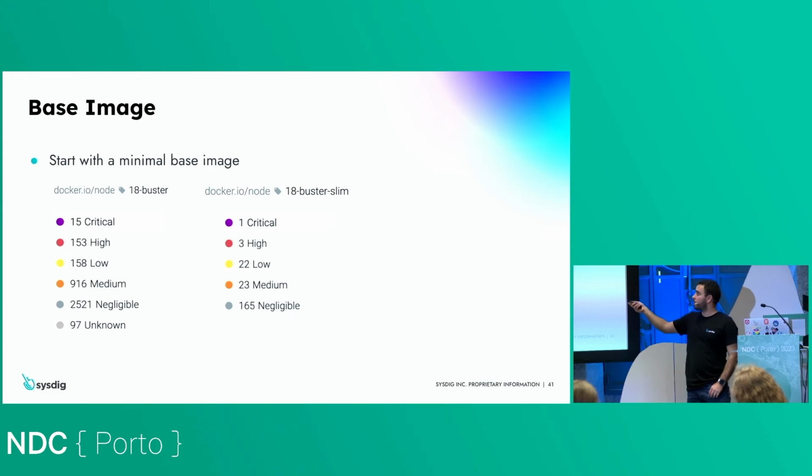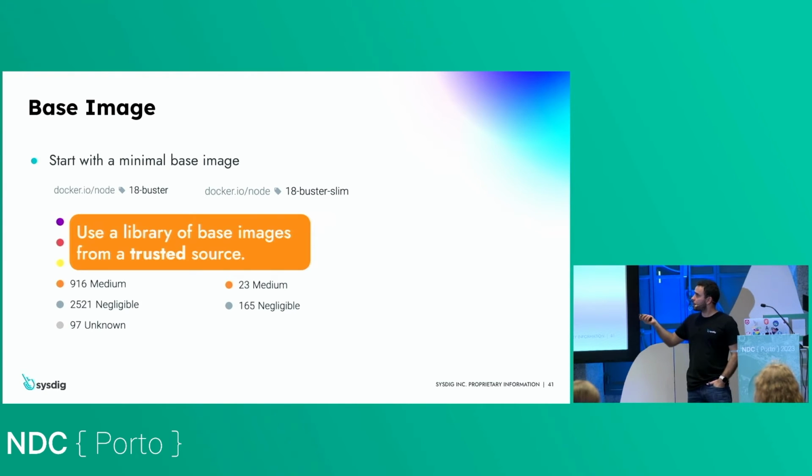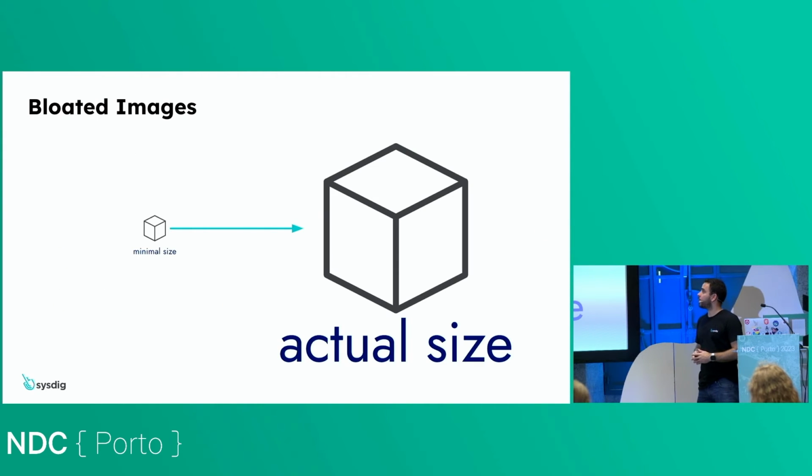The same image, but with a slim version of it. What is a slim version? It's a version without a lot of the packages that you're not actually using. It's a minimal version of the base image. And from there, you're going to say which packages you actually want and actually need, and you're going to install them, of course not manually but with your Dockerfile, but you explicitly tell which ones are the packages that you need. So use a library of base images from a trusted source. That's another step. So not only make your image minimal, but also get it from a trusted source, and ideally signing and checking for that.